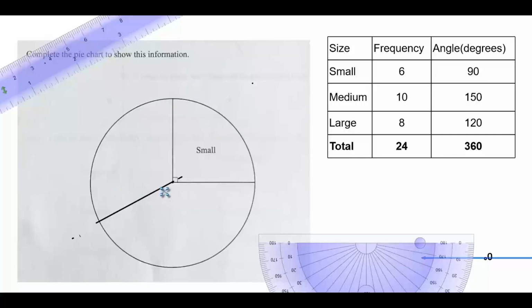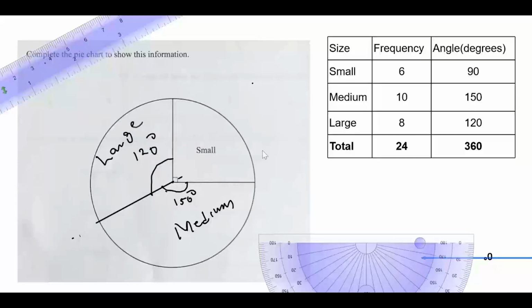So what you have here is your angle of 150 degrees, and this is for the medium. The medium will be here. The remaining part will definitely be 120 degrees, and that is for the large potato, the large size. This is how to represent it on a pie chart.